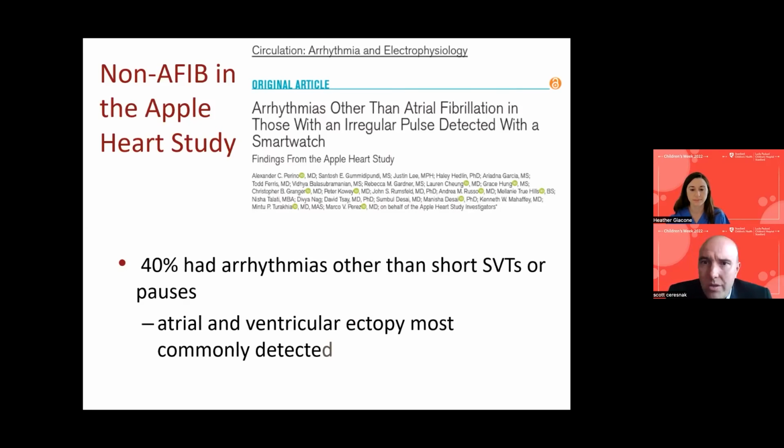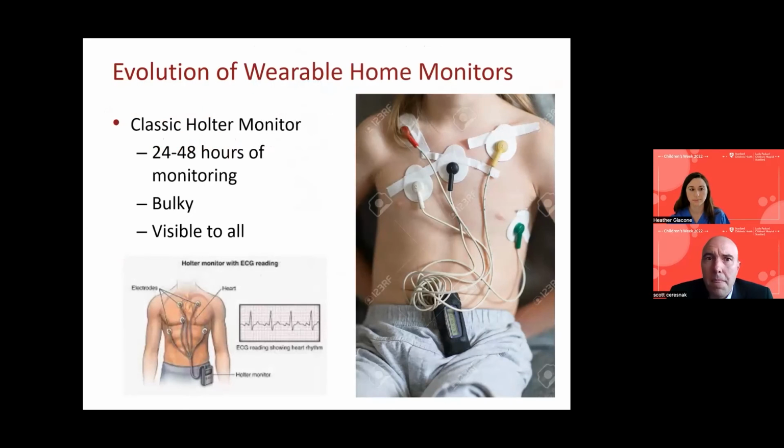Again, this is in adults, and there's very little data on this in children, but these are the arrhythmias we would typically see in children. And so perhaps the watches are pretty good at picking up arrhythmias other than atrial fibrillation that we would see in kids as well. Let's talk a little bit about the monitors that we would typically use.